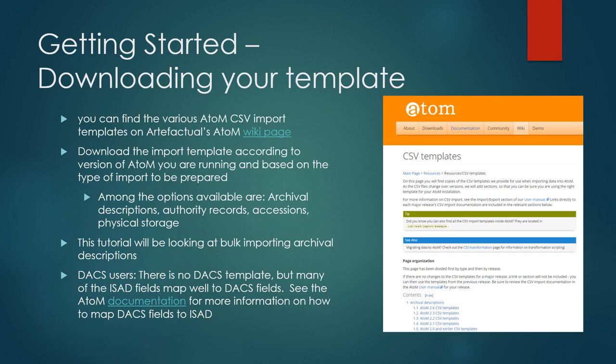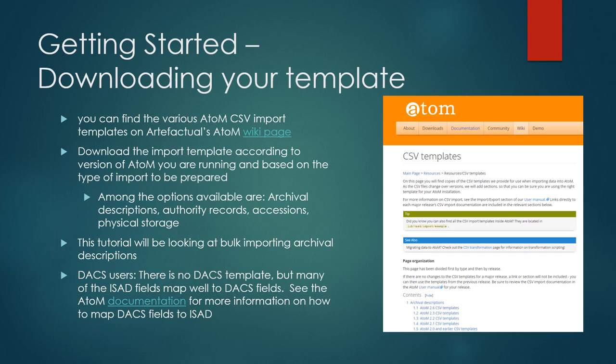Here you're going to find a bunch of different templates for various types of activities that you can do. Among the options available are archival descriptions, authority records, accessions, and bulk storage, and there's a different template for each of these things. However, today we're looking at archival descriptions, so we're going to be downloading the archival description template.